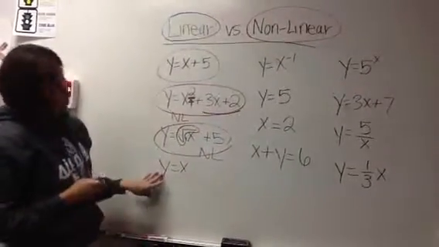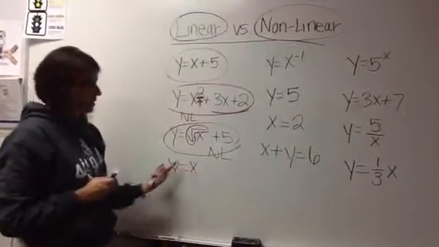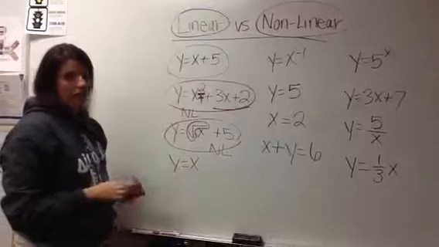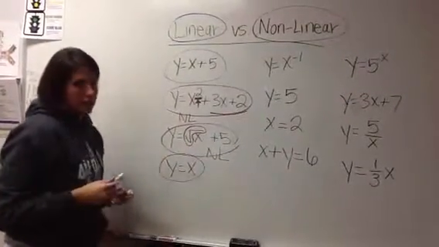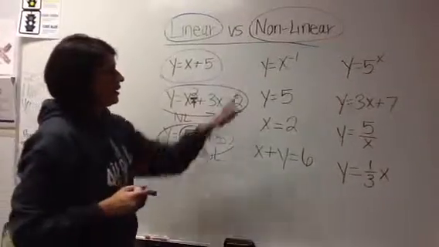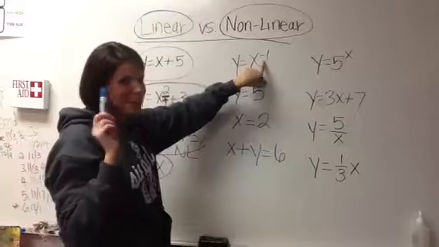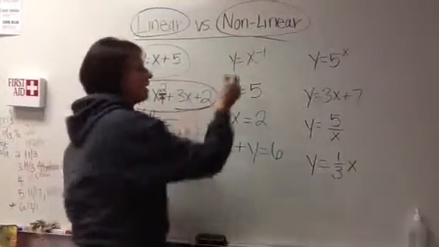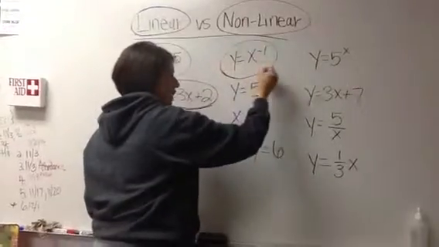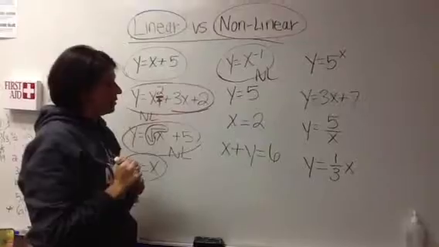Okay, going on to another one. y equals x. There's no exponent on the x. This is okay. This is linear. This will give me a straight line if I graphed it. Okay, here. Yep, you guessed it. There's an exponent that's not 1. It's negative 1. So this must be nonlinear. That is not going to make a straight line when I graph it.